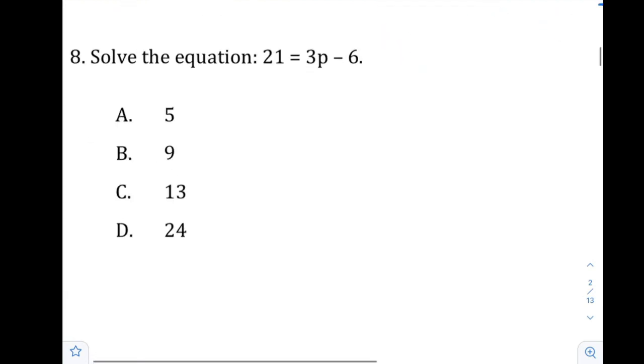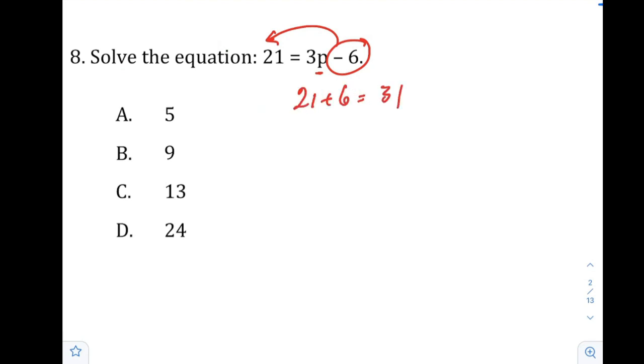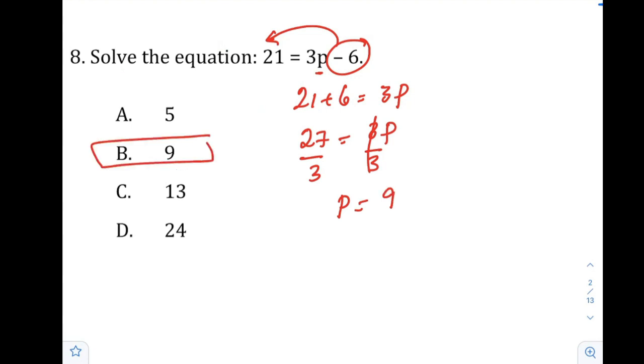Solve the equation 21 equals 3p minus 6. We have to get rid of that. We want the term including p alone. So 21 plus 6 is equal to 3p. So 27 is equal to 3p. Divide both sides by 3. So p is 27 divided by 3, which is 9. This is the final answer.